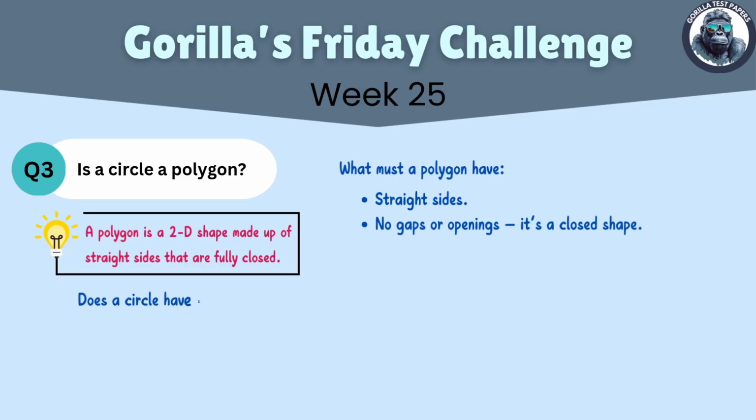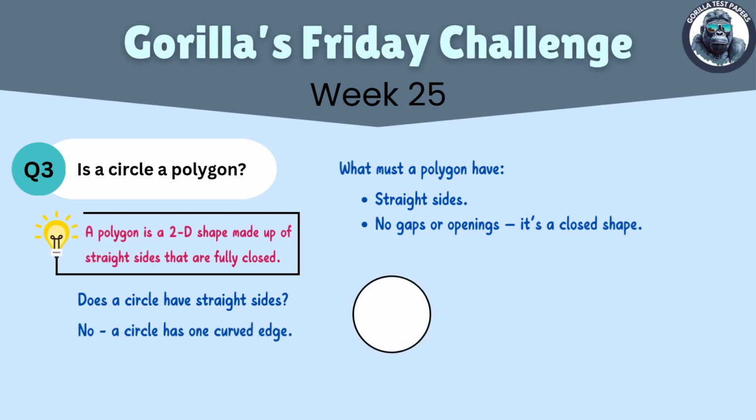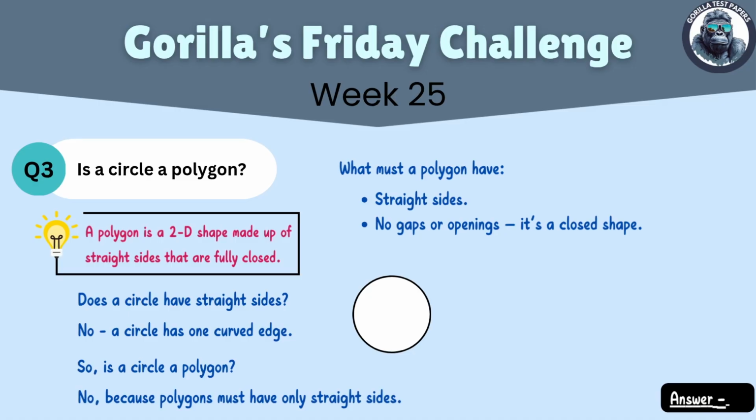Does a circle have any straight sides? No, this is because a circle has one continuous curved edge and no straight sides. So therefore, is a circle a polygon? The answer is no. A circle isn't a polygon because polygons can only have straight sides. This is the answer for this question.